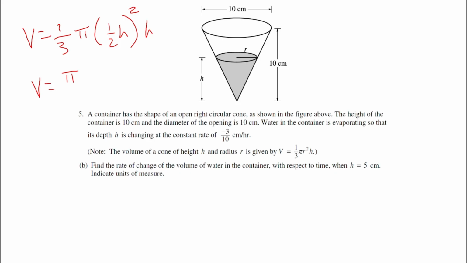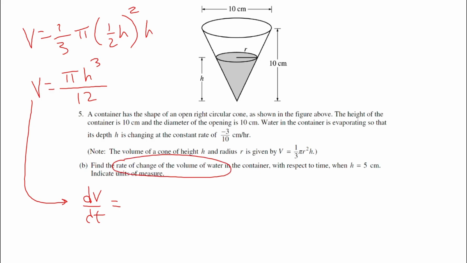to give me a volume formula that now in my numerator I've got a pi, and I've got an h squared from the parentheses plus another h. That's going to be pi h cubed, and it's all going to be over 12, because we have 2 squared and a 3 in the denominator. So now, when I take the derivative of this with respect to time, I will get dV/dt, which is what we're looking for, the rate of change of the volume of the water, is equal to the derivative of pi h cubed over 12.